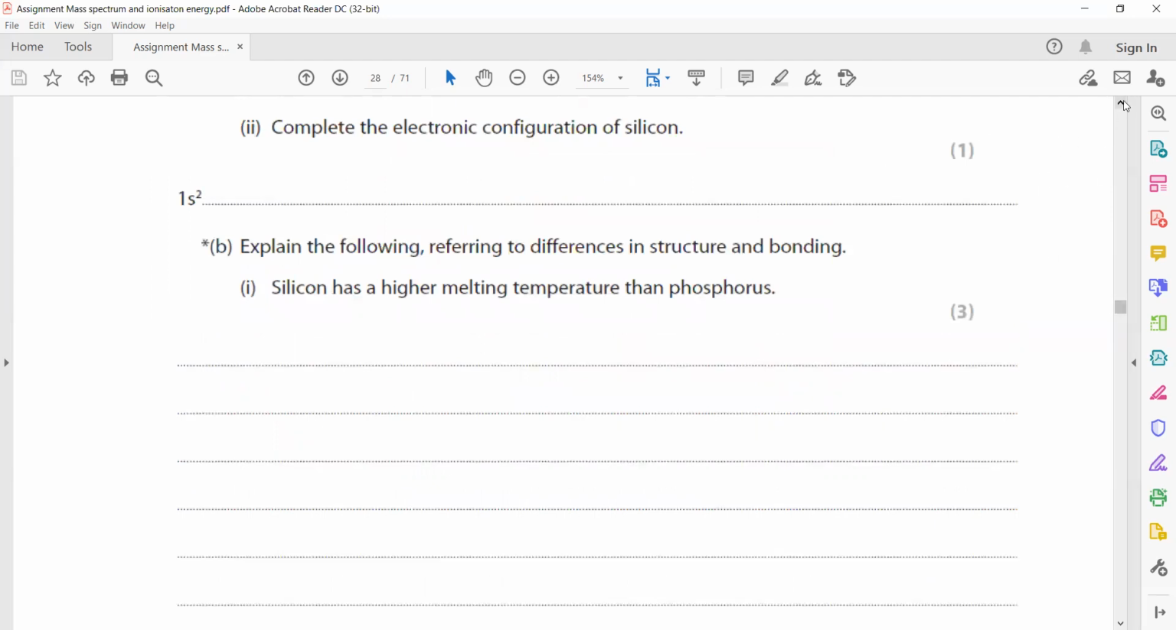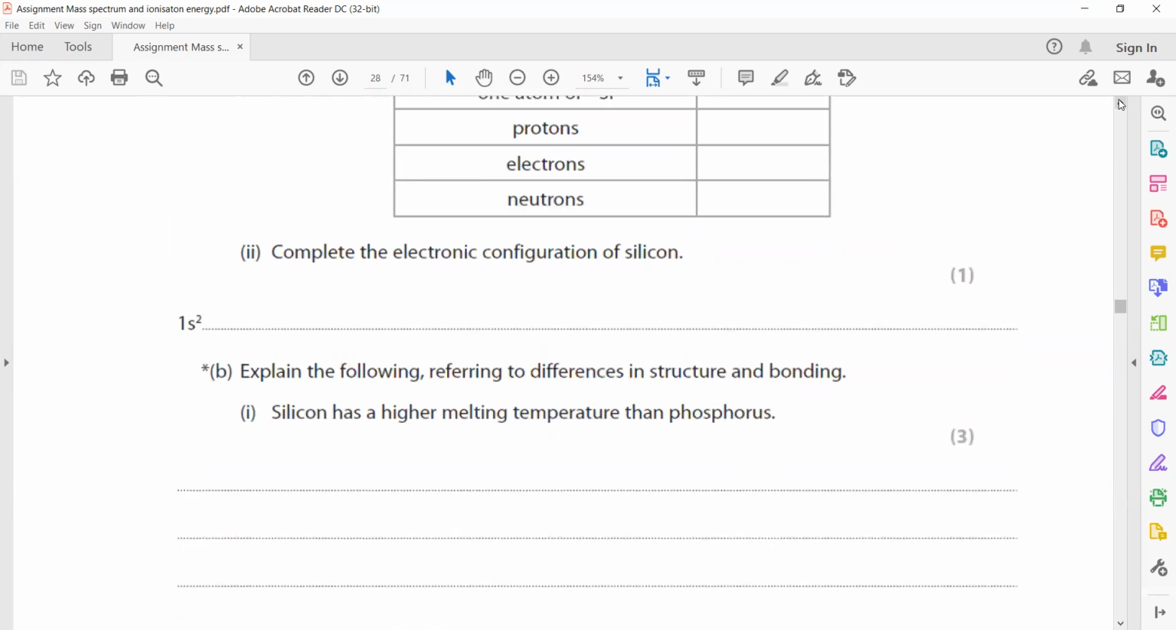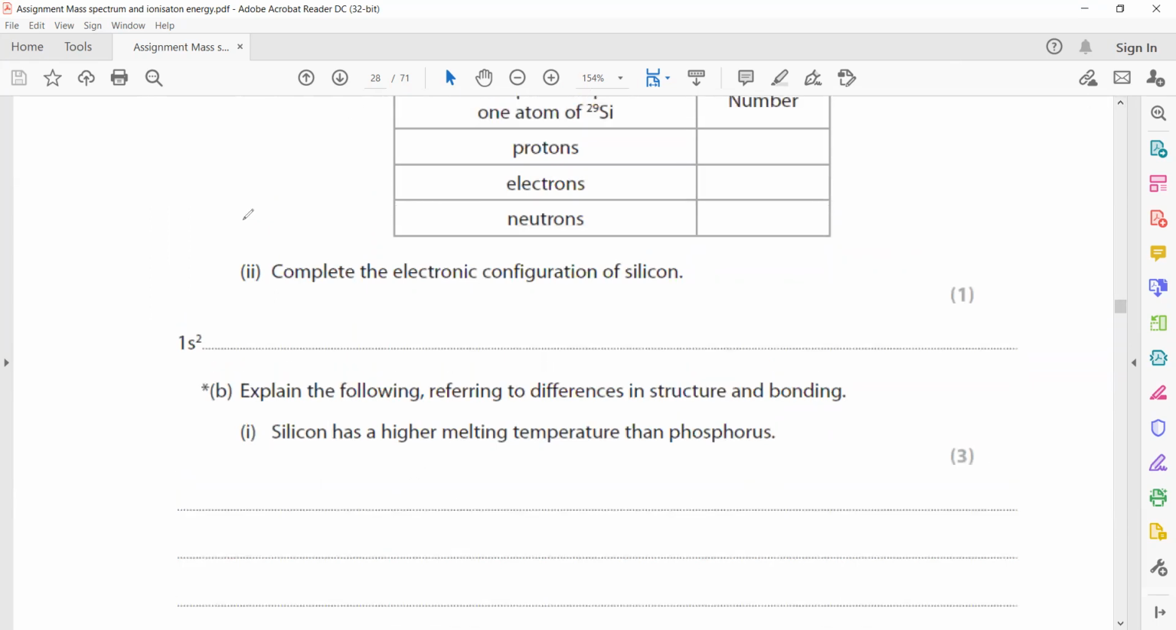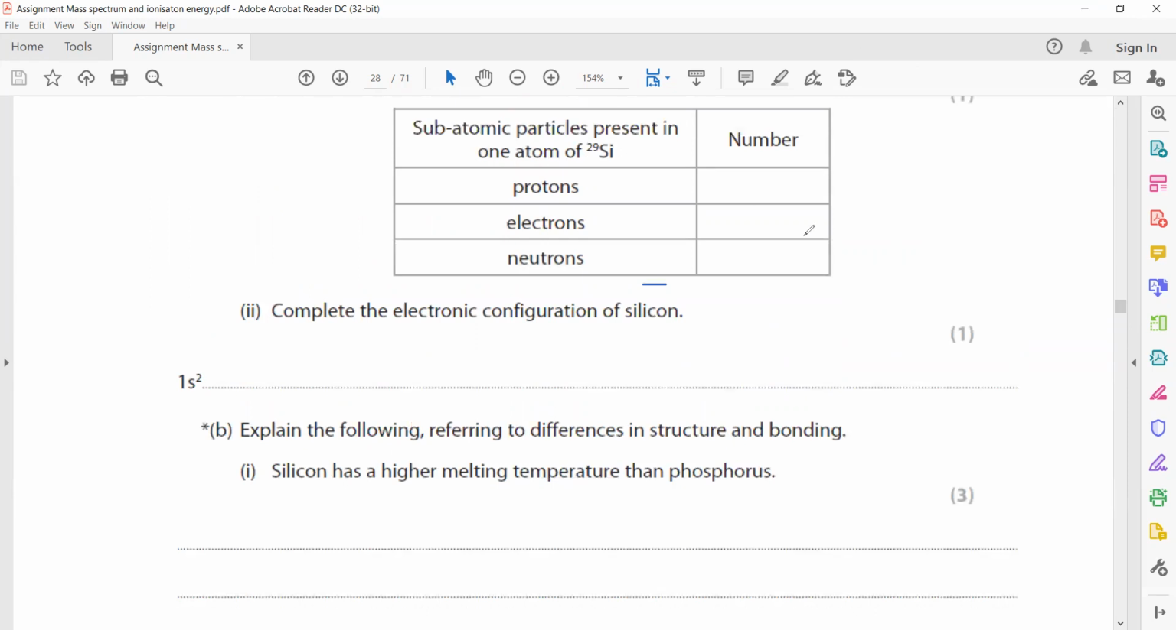Then we have to write the electronic configuration for silicon. Silicon has 14 electrons. And for this isotope, which has mass 29, protons will be 14, neutrons will be 15. So 1s2, 2s2, 2p6, 3s2, 3p3. So we arrange 15. Explain in terms of structure and bonding why silicon has a higher melting point than phosphorus?